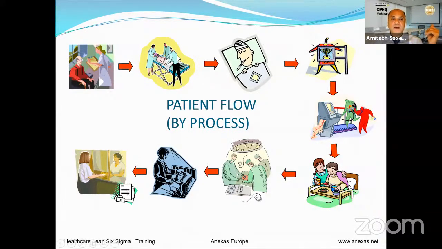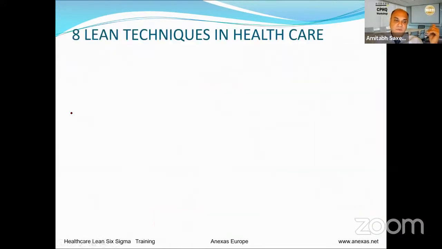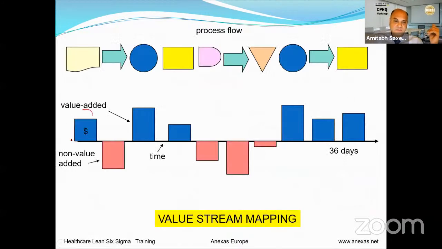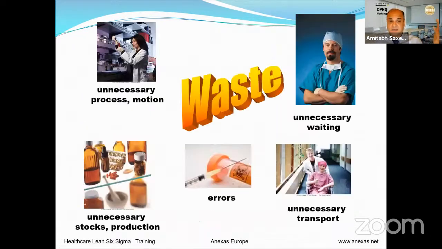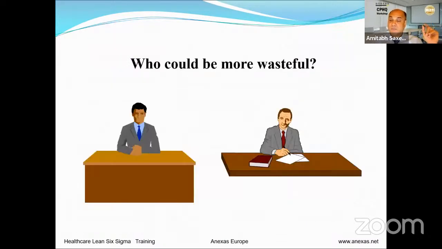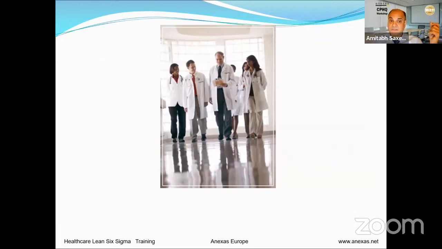So we have a typical patient flow process, and we identify which of the steps are value added and which of the steps are non-value added. Let me give an example of some non-value added activities in the hospital: unnecessary process or motion, unnecessary stocks or production, errors, unnecessary transportation, unnecessary waiting. These are all examples of waste. A person who's not fully utilized is a waste. Equipment not fully utilized is a waste.